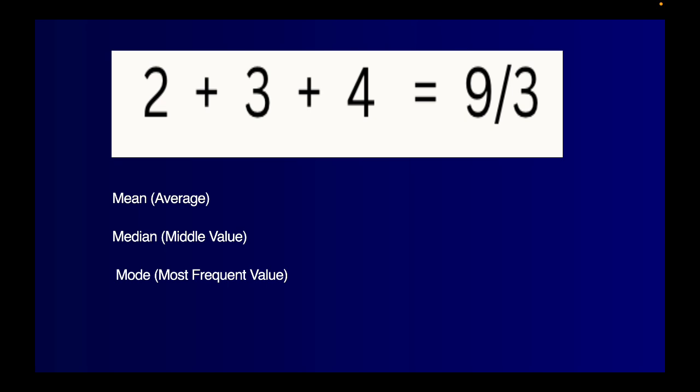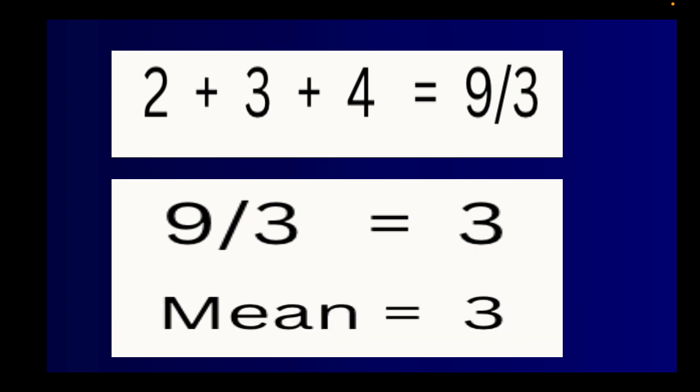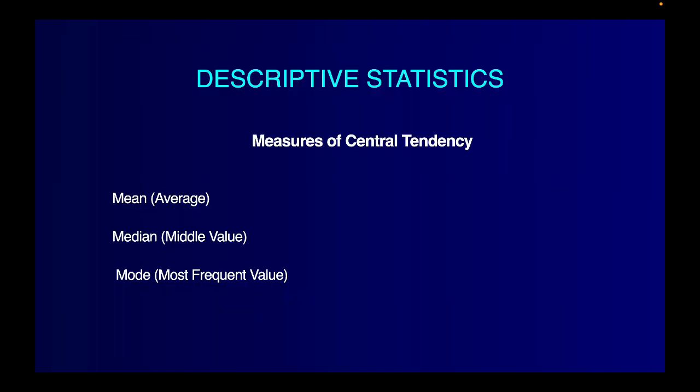How many values do we have? We have 3 values, right? So it will be 9 divided by 3, and we will get the answer as 3. So 3 is the mean, or the average of that column. Then now median. What happens in median?